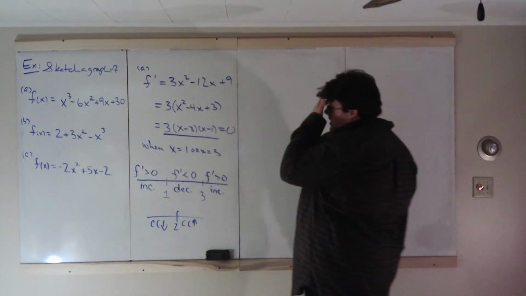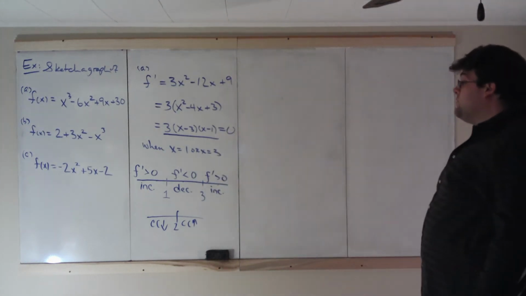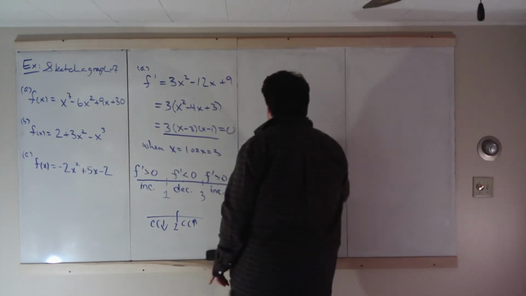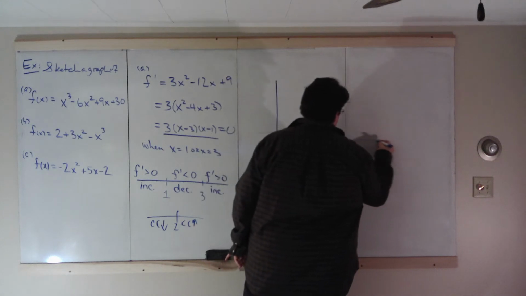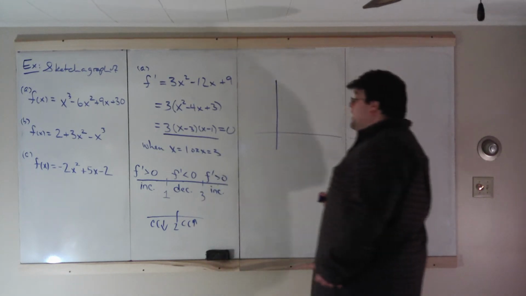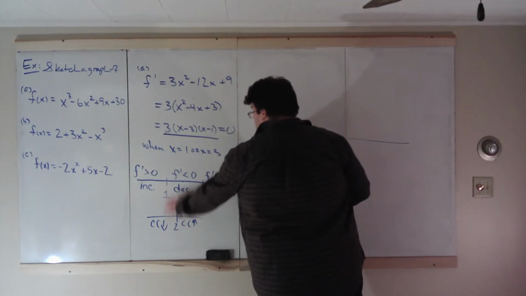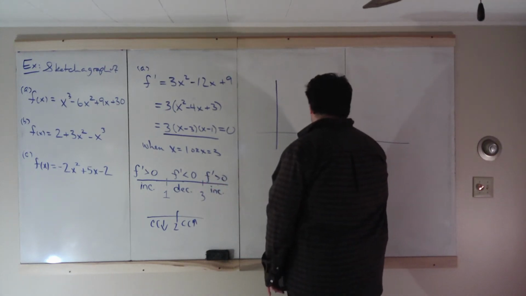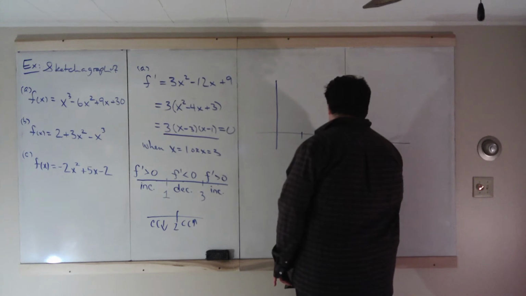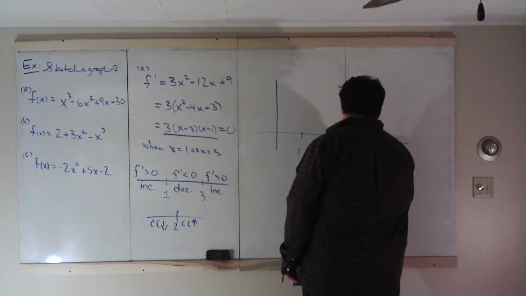Now, how are we going to piece together this function? Well, first, I'm going to draw the xy plane. And next, I'm going to label these relevant points. In this case, 1, 2, and 3.